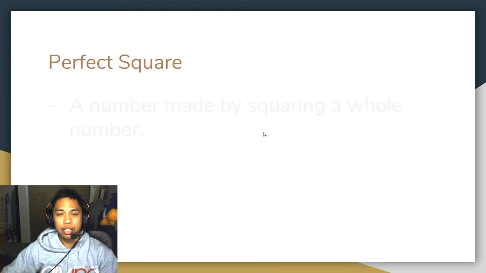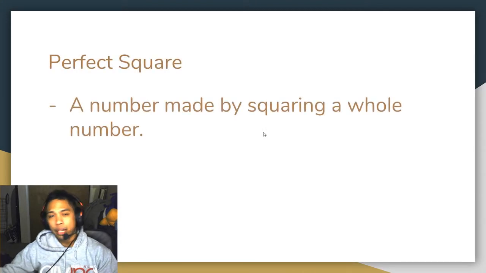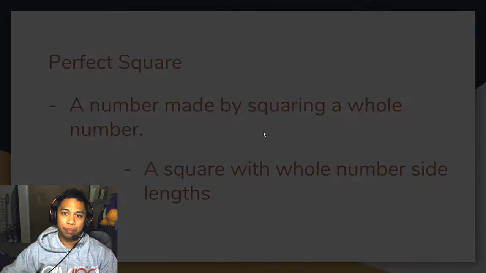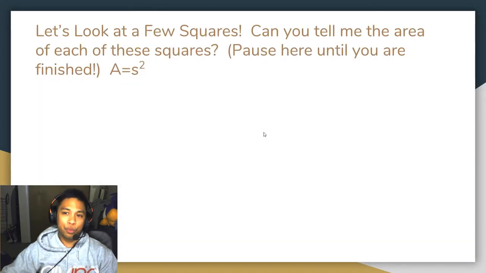So the first exercise that we're going to talk about is with area, and with area, we're going to talk about perfect squares. A perfect square is a number made by squaring a whole number, or in the sense that we're going to be using it, a square with whole number side lengths. So let's look at a few squares. Can you tell me the area of each of these squares? Pause here after the squares pop up and get the answers, and then unpause to see the answers. Remember that area is equal to side squared, or side times side.